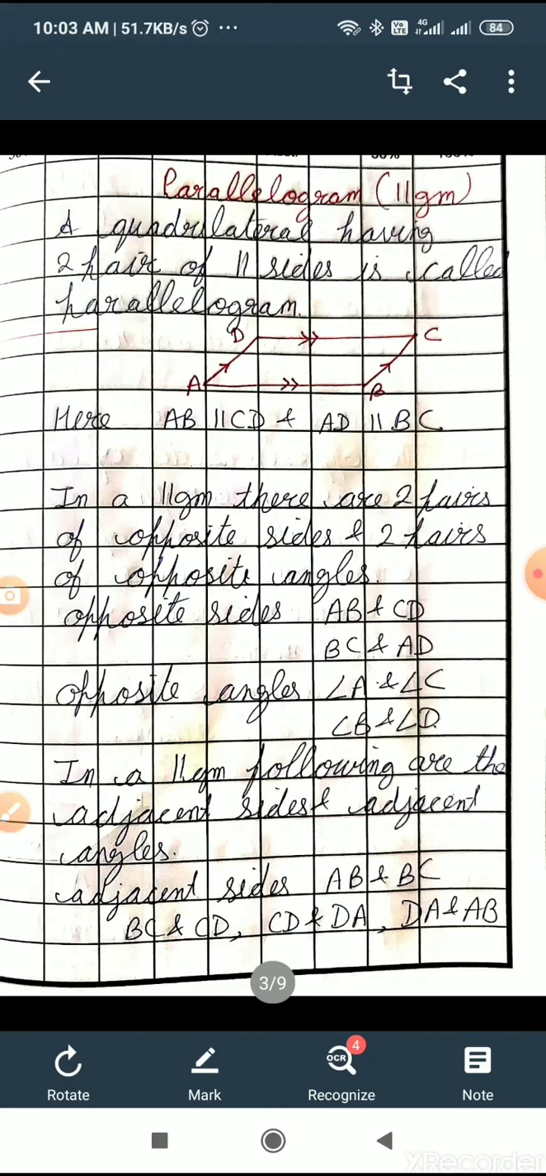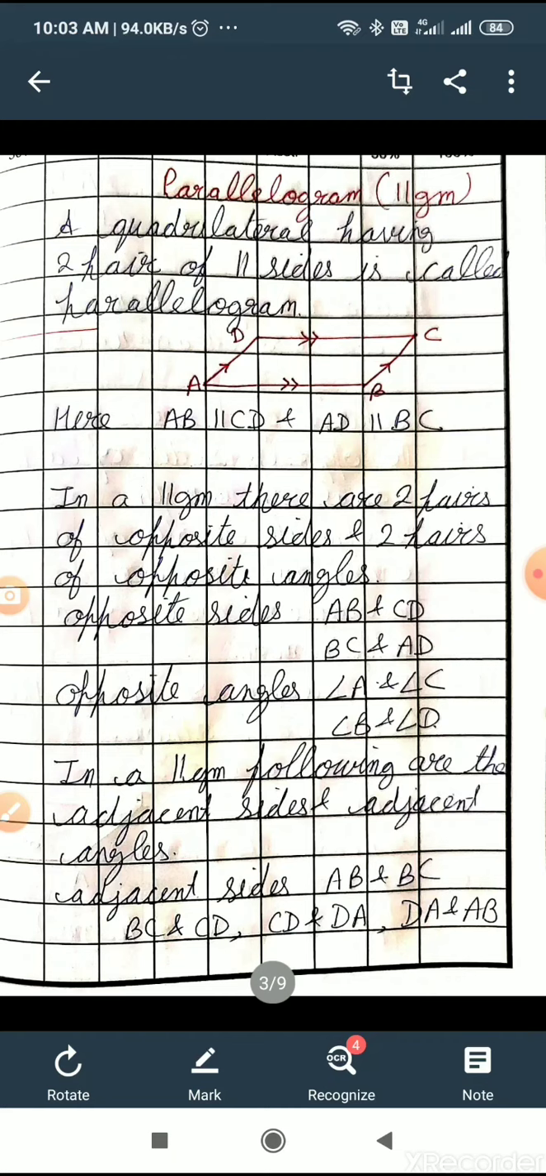Now what are the other things? Opposite sides and opposite angles. In a parallelogram, there are two pairs of opposite sides and two pairs of opposite angles. Opposite sides will be AB and CD, and AD and BC, and opposite angles will be angle A and angle C. These will be opposite angles. Similarly, angle B and angle D will be opposite angles.